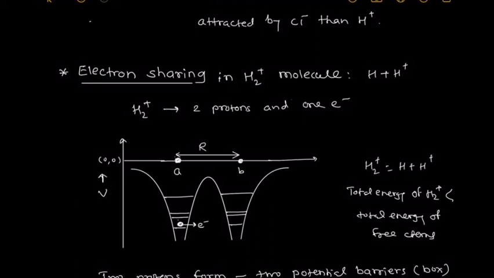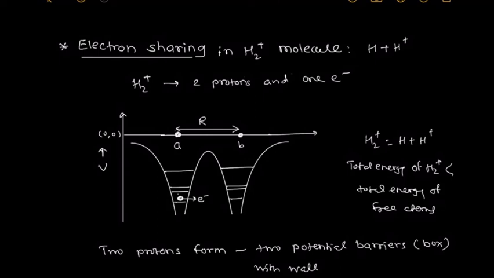The same concept we also have to explain with the help of Heisenberg's uncertainty principle. If the electron is confined within the two potential barriers, then according to Heisenberg's uncertainty principle, the electron possesses less momentum, meaning less energy. And if the electron has less energy, then once it is shared from one potential barrier to the other, the H2 plus system has less energy than the two individual atoms, H and H plus. Hence, we say H2 plus is a stable system.